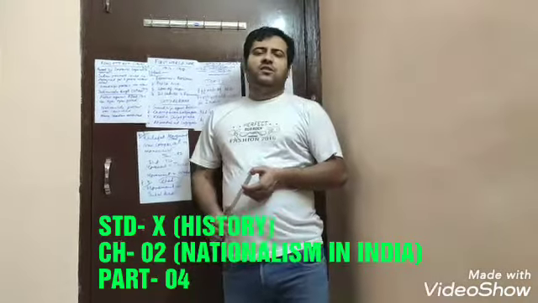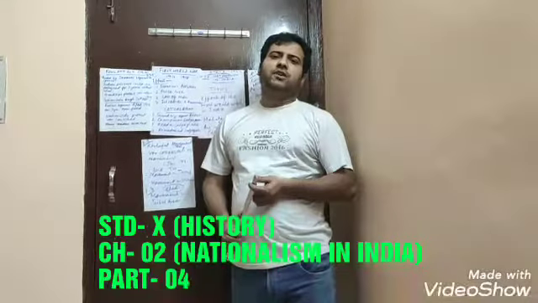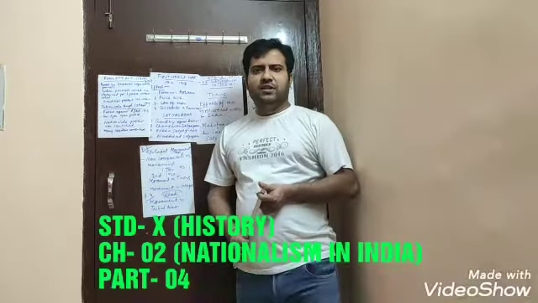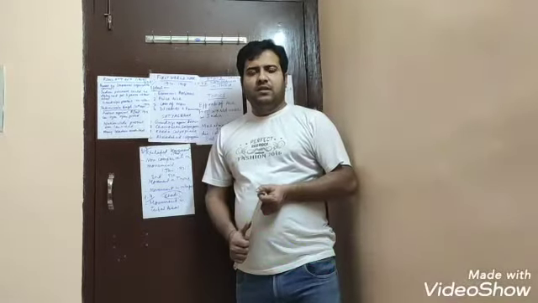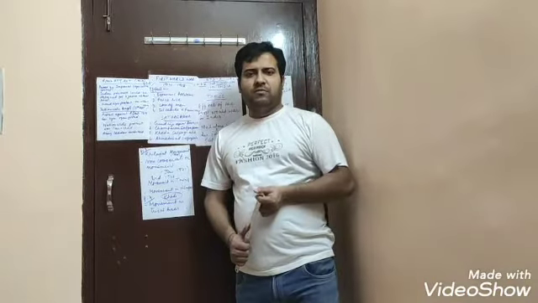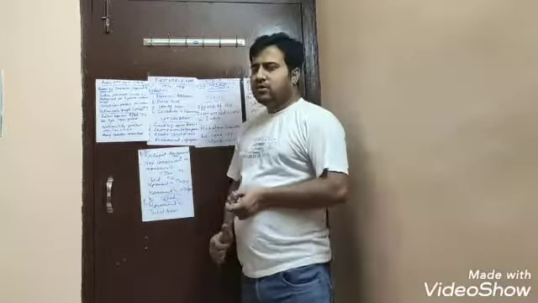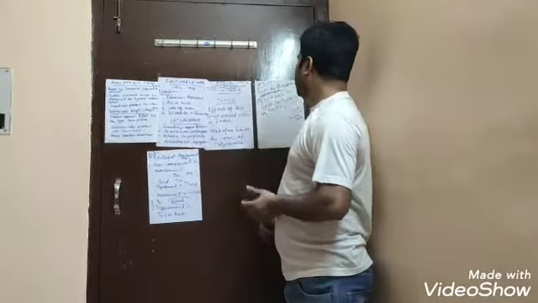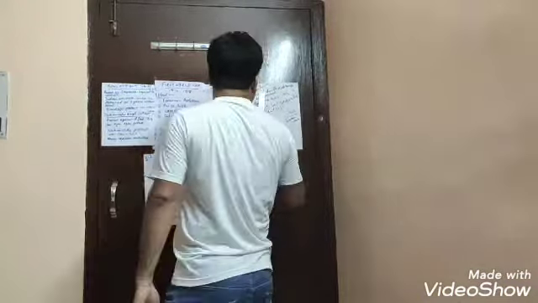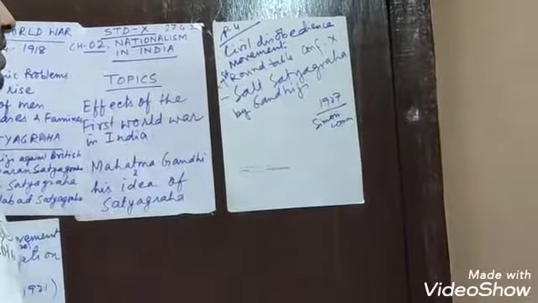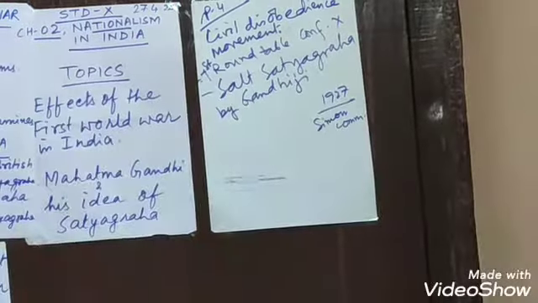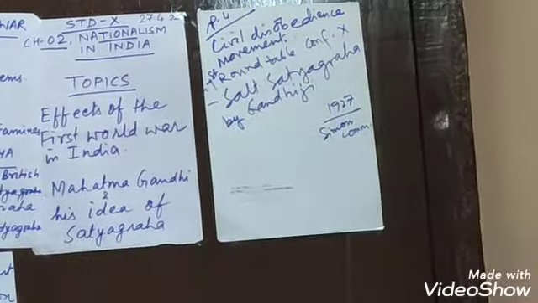I am making this video for Standard 10, Chapter 2, History, and the name of the chapter is Nationalism in India. This is the fourth part of the video, and today we will discuss the civil disobedience movement, the rejection of the first round table conference, and the salt satyagraha, which was led by Mahatma Gandhi.